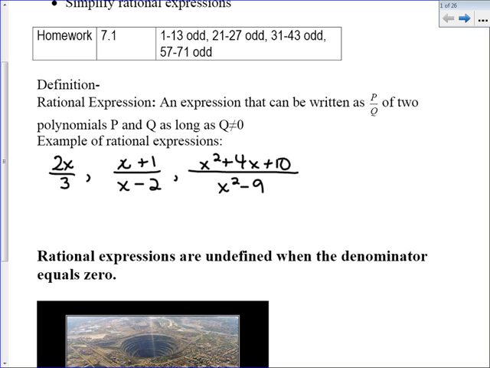And what we're going to learn in Chapter 7 is we're going to talk about when they're undefined, which we already know how to do. We're going to simplify them, multiply them, divide them, add, subtract them, solve equations that have rational expressions in them, and word problems, application problems with rational expressions. So we're going to do a lot with rational expressions. That's all of Chapter 7. It is its own unit.